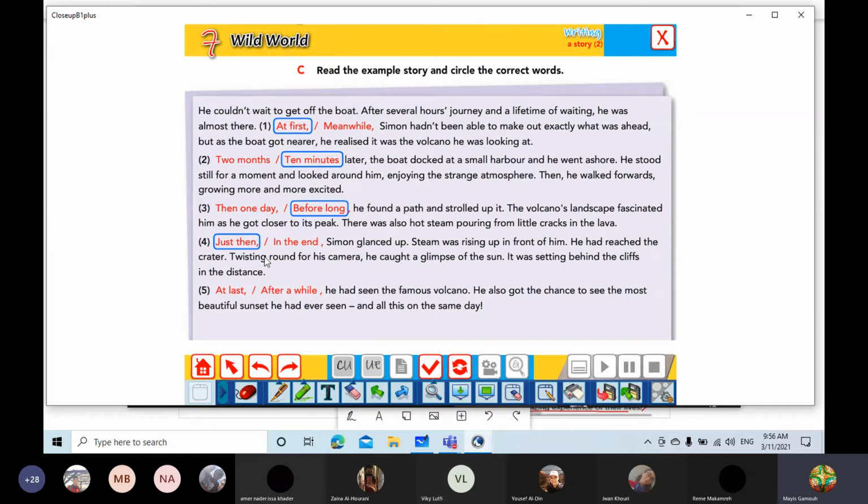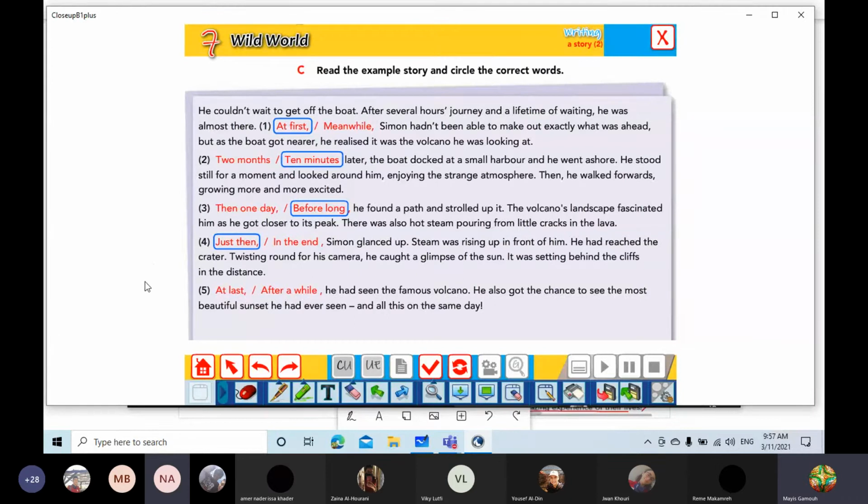Yes, twisting around for his camera. So what is the meaning of this sentence? He was searching for his camera. He wanted to capture a photo of this thing. It was an amazing, strange thing happening in front of him. He caught a glimpse of the sun also, so he looked at the sun. It was sitting behind the cliffs in the distance. And what is the meaning of distance? Distance. Yes, thank you, dear.